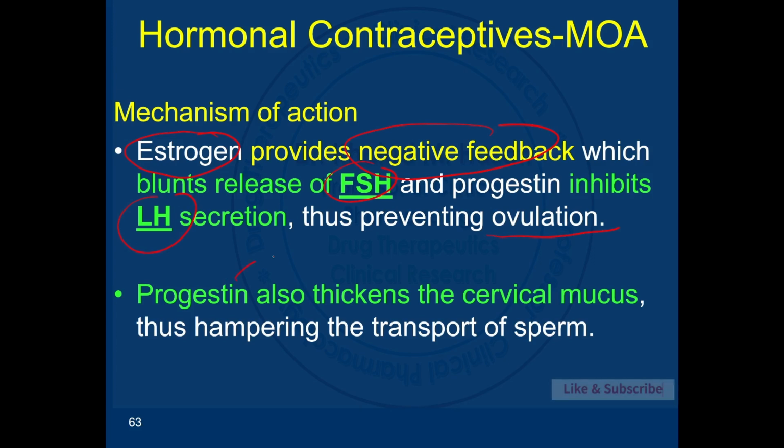In addition, progestin thickens the cervical mucus, and this will hamper the transport of sperm. So we have two main mechanisms: estrogen and progesterone exerting negative feedback on the FSH and LH, in addition to the progesterone thickening the cervical mucus and hampering the transport of sperm.